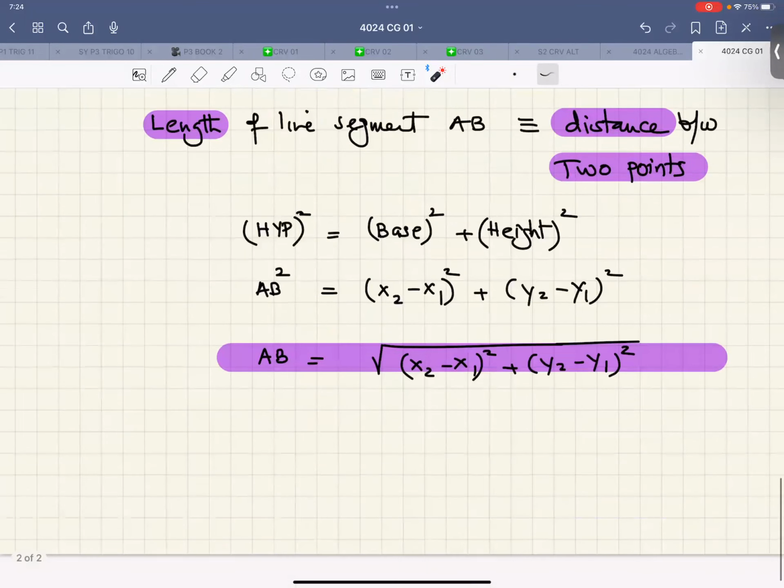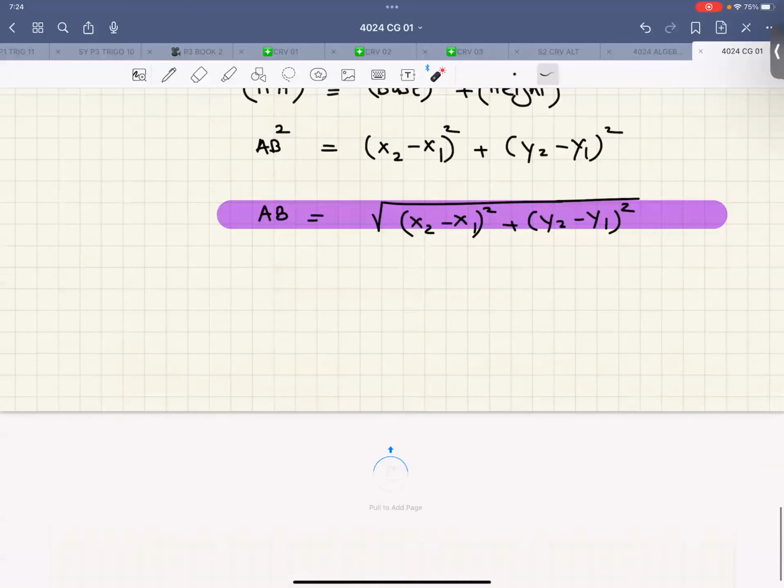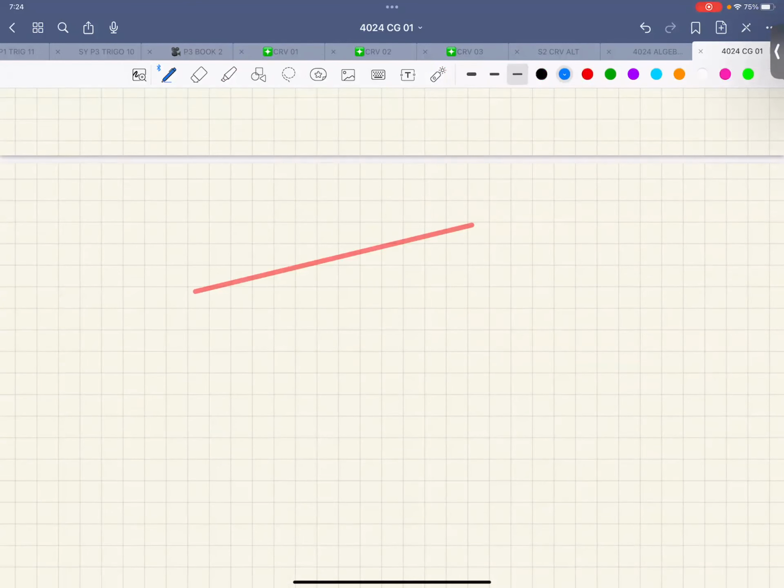Now, let me again draw this line like this. This is A, this is B. The coordinates of A are x1, y1, and the coordinates of B are x2, y2. And there is a midpoint over here, let's call it M, such that AM is the same thing as MB. The length AM is the same thing as MB.